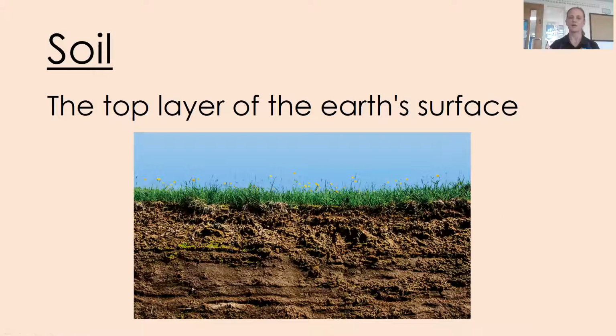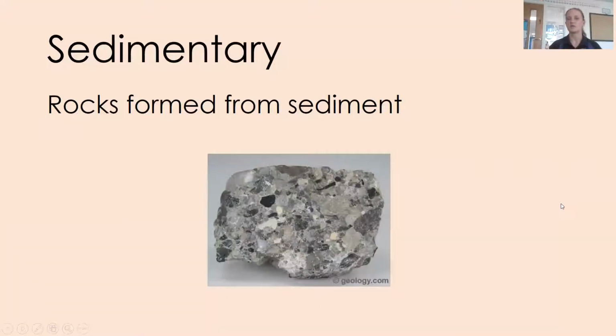Our next key vocabulary word is soil. Soil is the top layer of the Earth's surface. Our next key vocabulary, in the next three, look at specific types of rock. The first one is sedimentary. Sedimentary rocks are rocks that are formed from sediment.